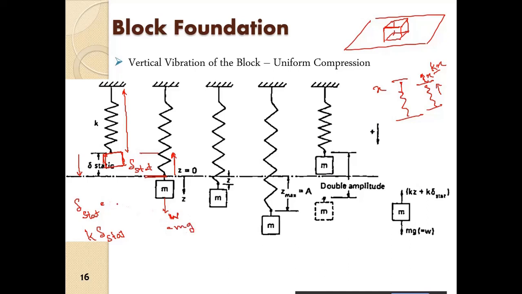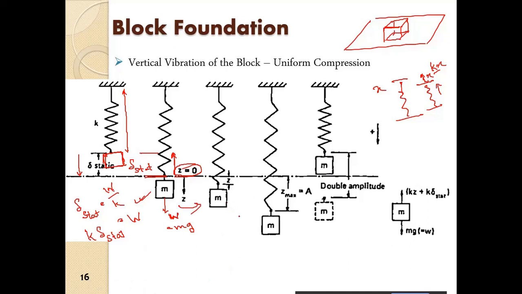So this K into delta static will be equal to W. So delta static will be equal to W by K. That is the equilibrium position now. When we consider the harmonic motion, we will consider this to be Z equal to 0. So I think this is clear. Now we move on to this.